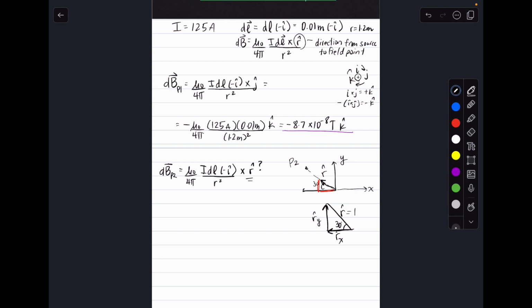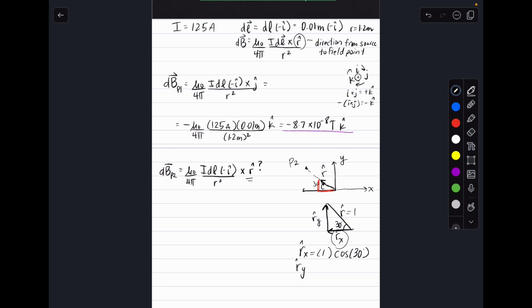So let's figure out what Rx and Ry are. We don't need to set up similar triangles because we are given the angle. So we know we have everything we need to figure out what the components are. So Rx is going to be simply R hat, which is 1, times cosine of 30 degrees. Why? Because it's the adjacent.